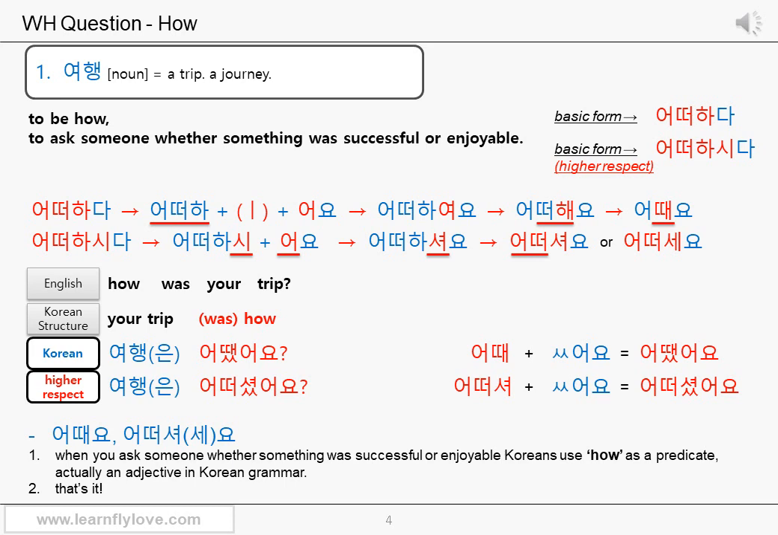And the past form is 어떠셨어요. You cannot use 어떠세요 in the past tense like 어떠셨어요. 어떠셨어요 is completely wrong. 어떠셨어요 is correct, right? Okay? 여행 어떠셨어요? 여행은 어떠셨어요? How was your trip?